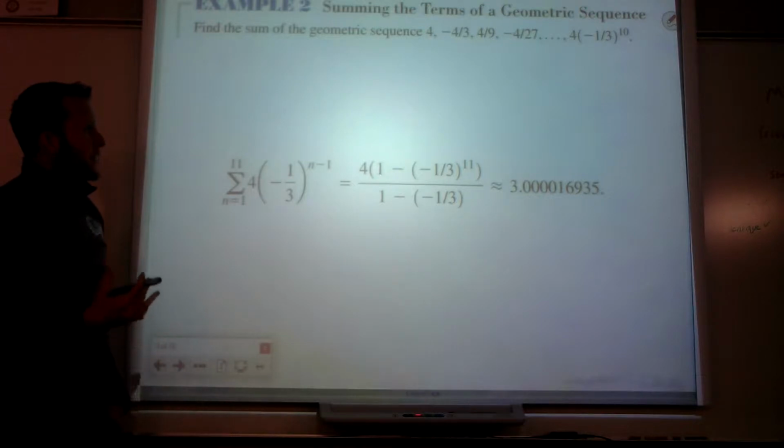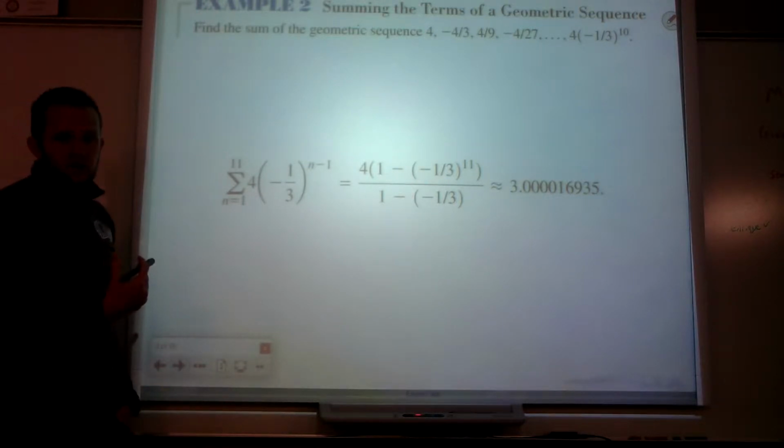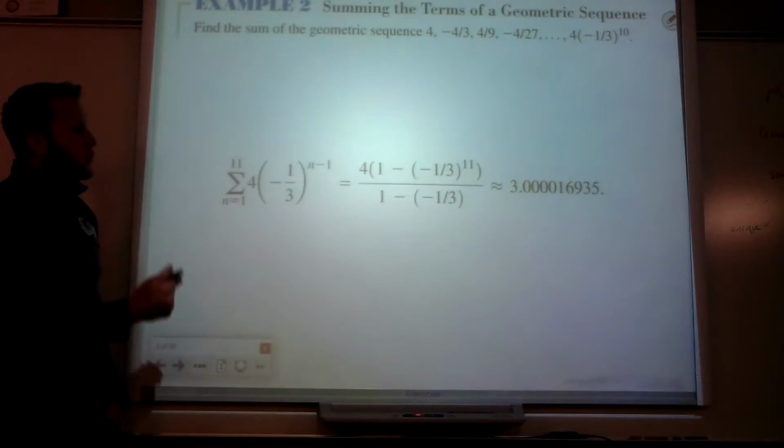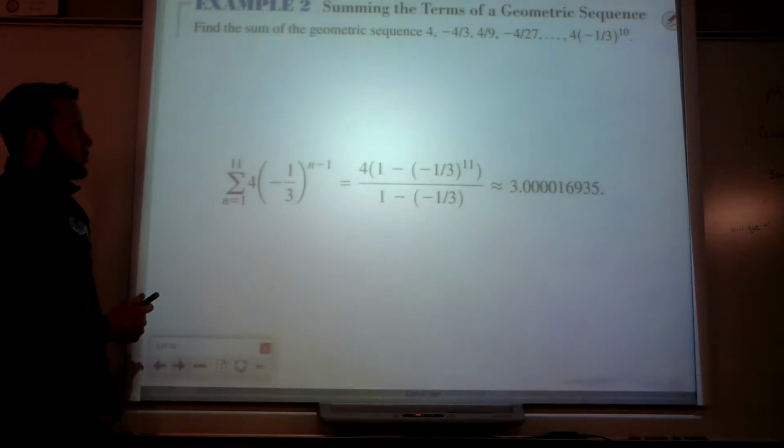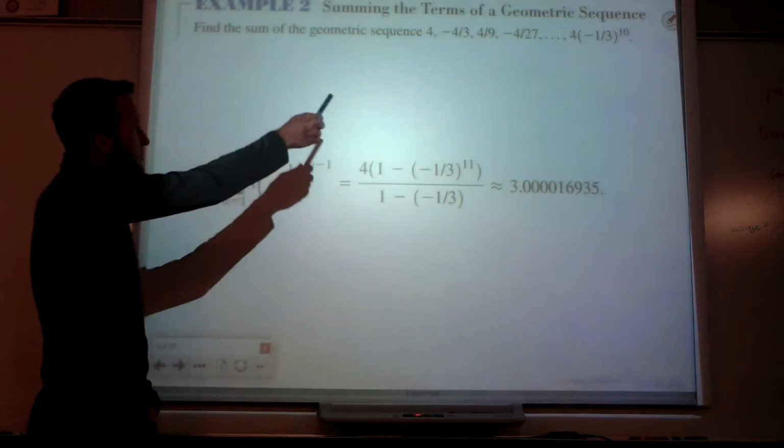All right, so that's the idea of what we're going to be looking at here. We're going to be looking at sequences and seeing, could we add these up? Now, the trick is sometimes, most of the time, it won't be able to work. But it will work if it's approaching a limit. Let me show you a different example here. Let's just look at this geometric sequence here.